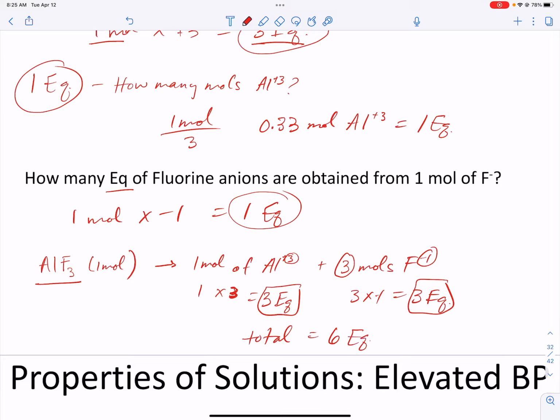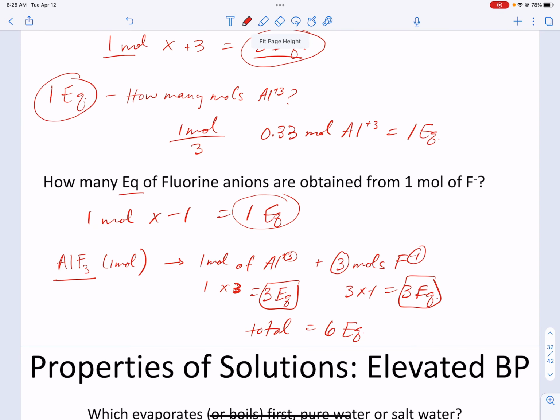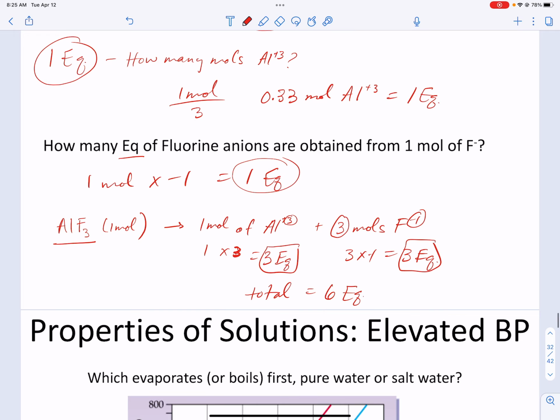Again, we're not saying these are negative equivalents. That doesn't make sense. An equivalent is just a mole of charge. Okay, and a negative charge is still charge. So 6 equivalents total. Okay. So if I give you a compound, you just break it up into its ions, and then you calculate the equivalents from that.